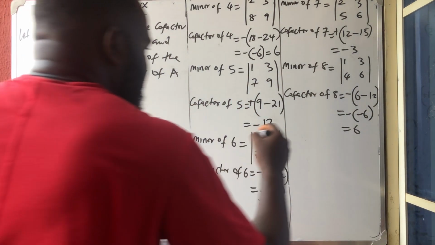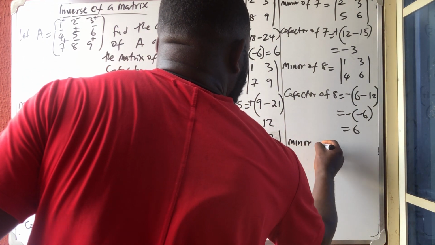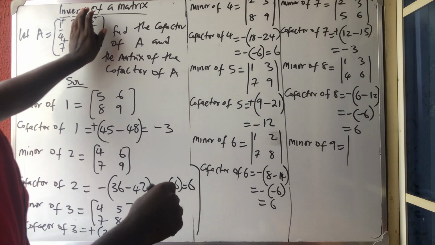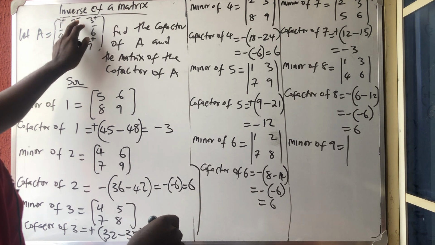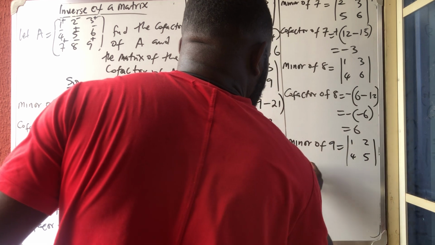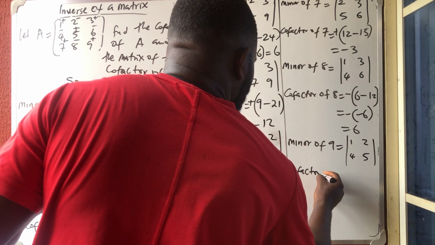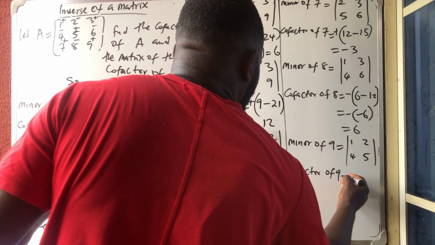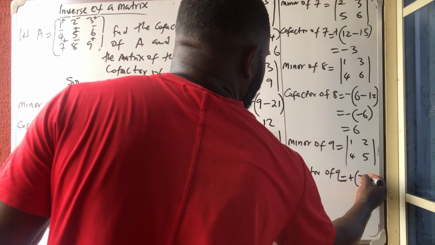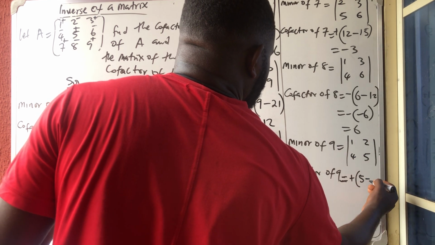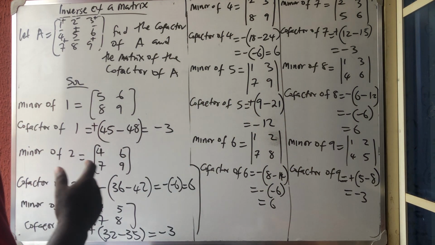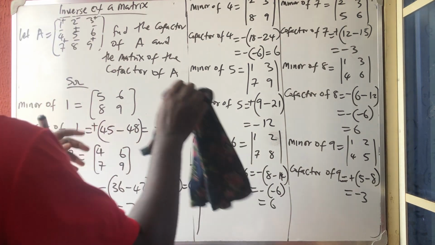So the last but not the least is now what? The minor of 9. And minor of 9 is simply close the row and column of 9. I'm left with 1, 2, 4, and 5. So the next one is now the cofactor. The cofactor of 9 is simply, don't forget that 9 is plus. So I'll say plus in bracket of this time this, 5 minus this time this, 3 times 8. So my answer is now what? Minus 3.